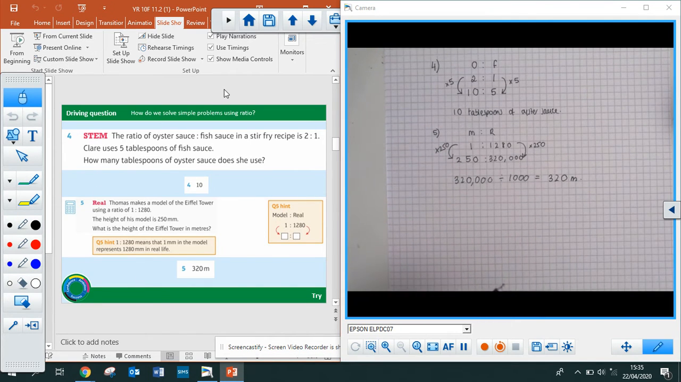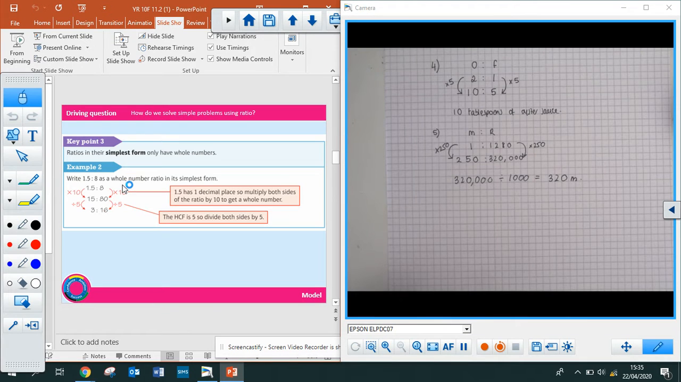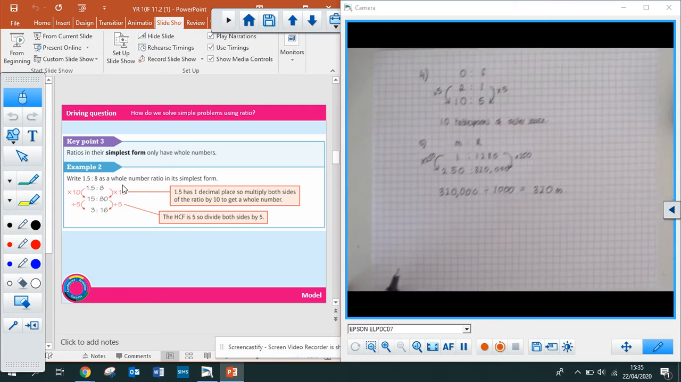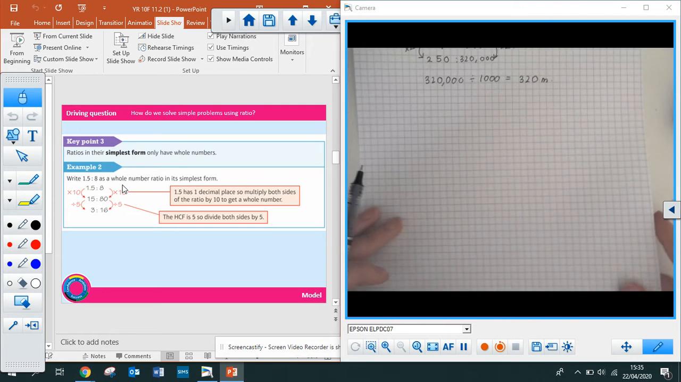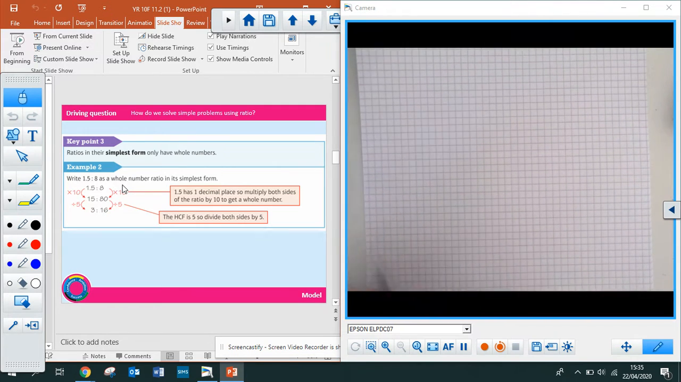Okay, so on to the next part. So this is the next example. Again, I'm going to leave my split screen on so that I can go through the example with you on the screen. So, the key point you've been given there says ratios in their simplest form only have whole numbers. Sometimes you may be given ratios that have got decimals. That's not its simplest form. To be in its simplest form, it must be a whole number.